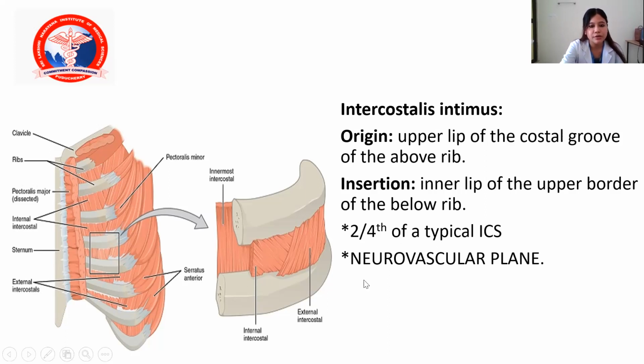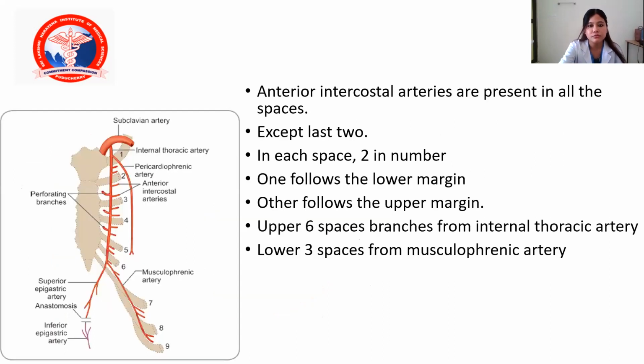Now, remember, the neurovascular plane is present in between the intercostalis internus and the intercostalis intimus. How is the neurovascular bundle arranged? From above downward: vein, artery, and nerve. Intercostal veins, intercostal arteries, intercostal nerves.